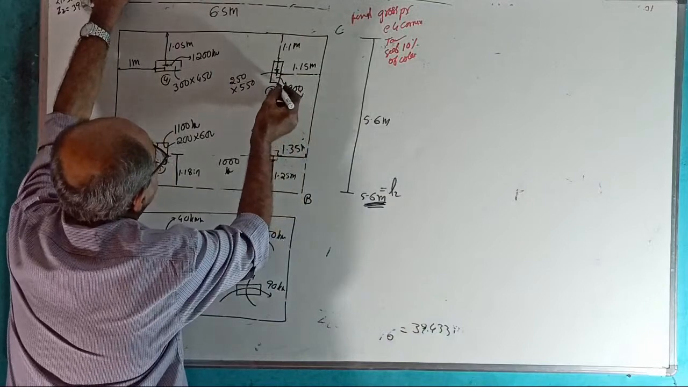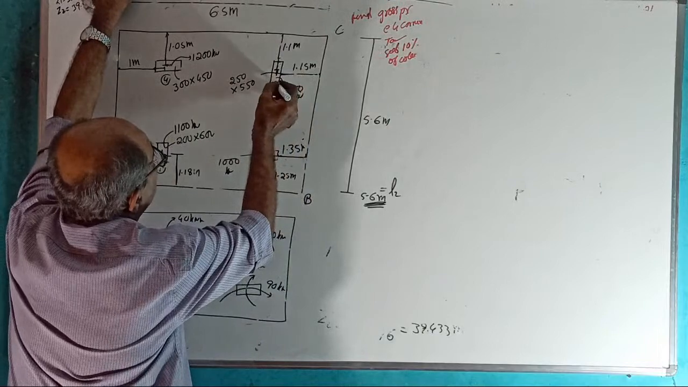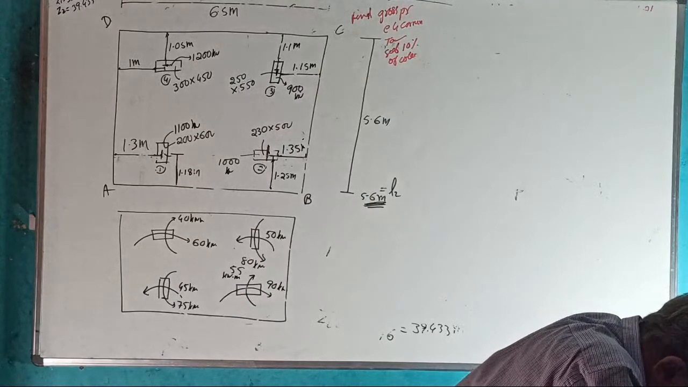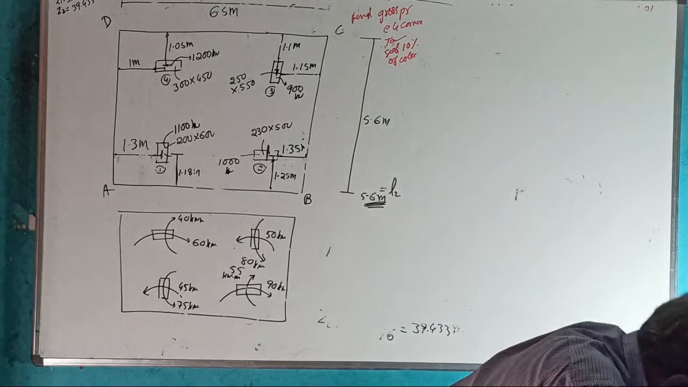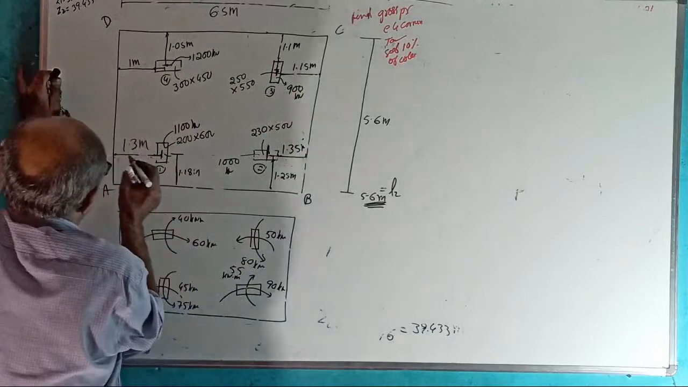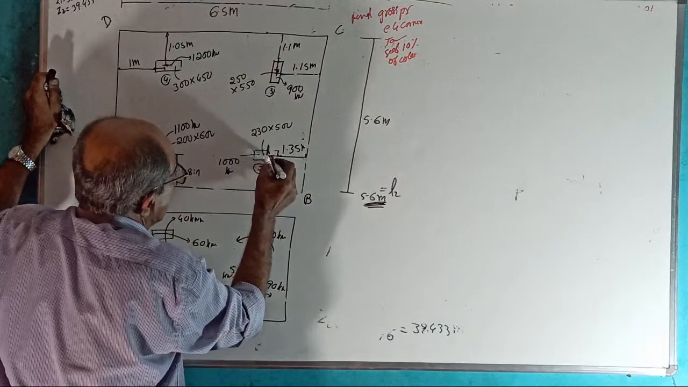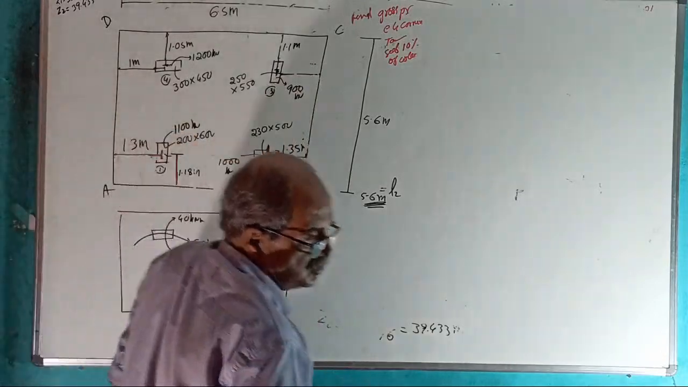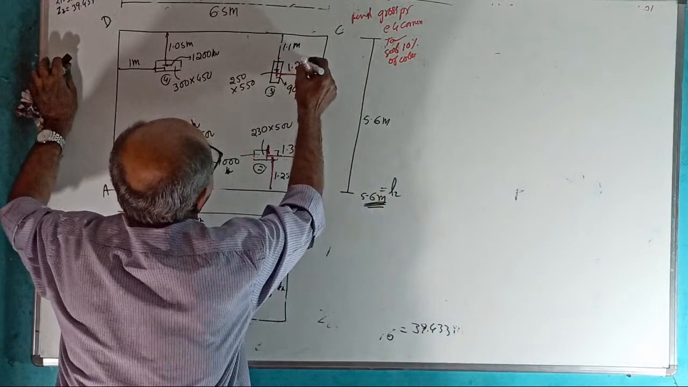1.15 plus half of 0.25. Answer. 1.275. Thank you. See, remember now, what I am writing now is from center of the column. All distance I am writing is from center of the column. 1.275, all from center. Red color is from center.